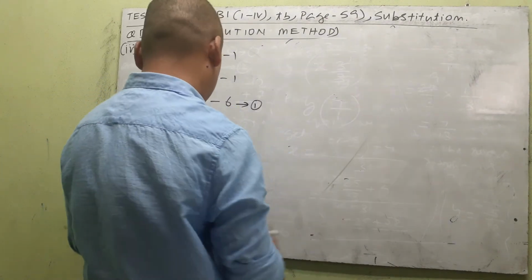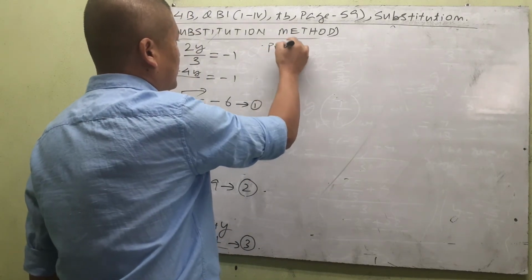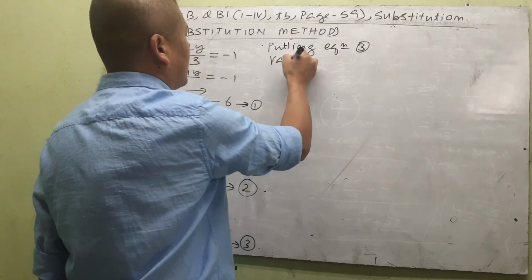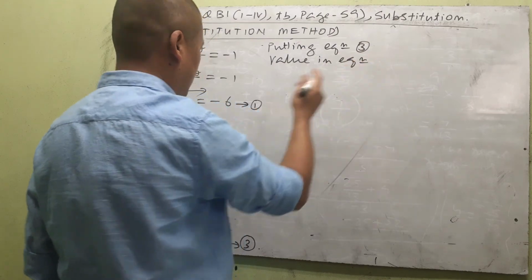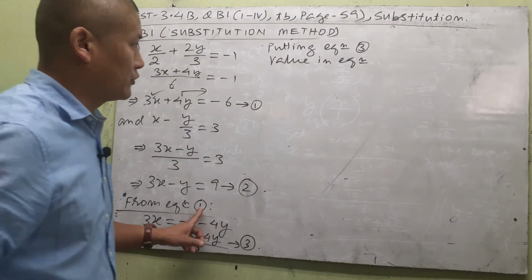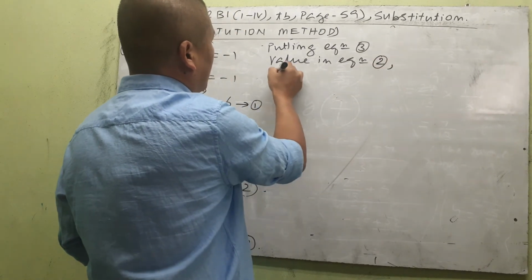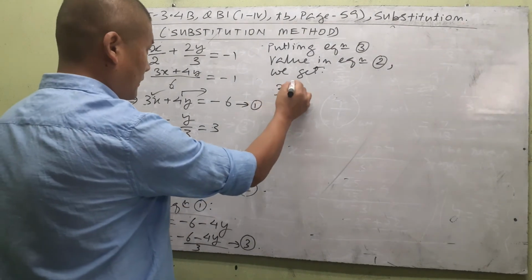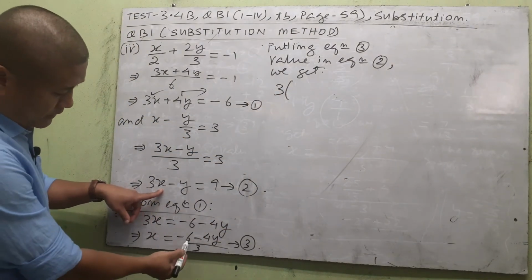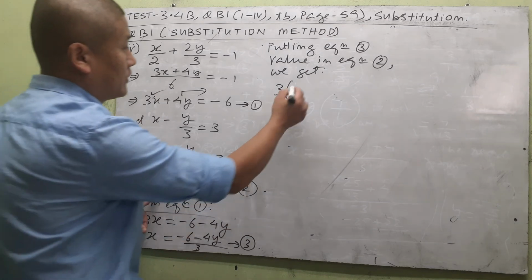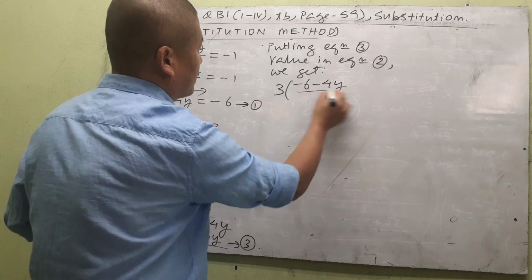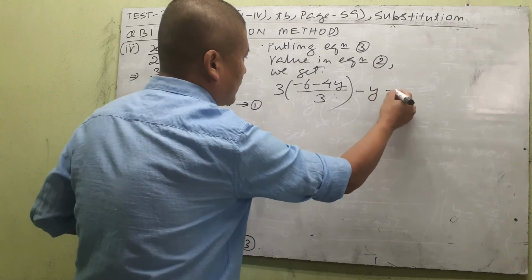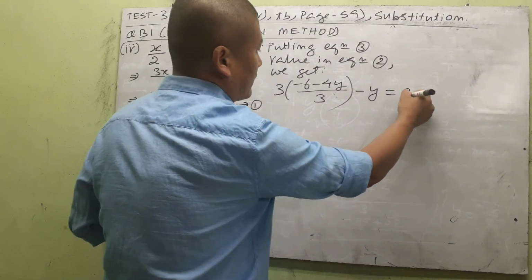As we proceed here, let's write here, putting equation 3 value in equation. Since you got the 3 from 1, don't put in 1 again, put it in the other one, 2. We are going to get, or we get, this 2 is the one, so 3 into x, and x we have arranged it as minus 6 minus 4y by 3, so minus 6 minus 4y divided by 3, so we can do like that. And the rest is same, minus y is equal to here plus 9.